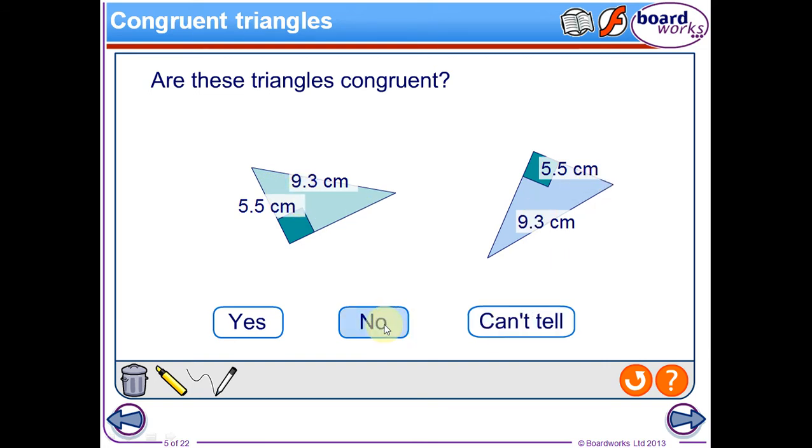So you can't say no, because you cannot say for certain that it is no, and definitely it's not yes, because something is missing. We need three parameters here, so I can't really tell. Okay, and yes. Oh, what? Are these triangles congruent? Oh, I'm sorry about that.